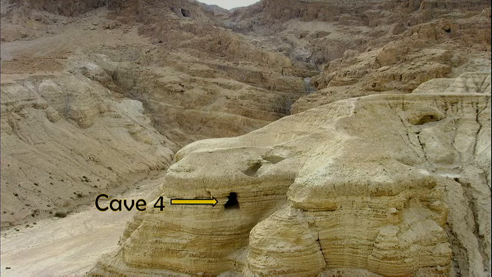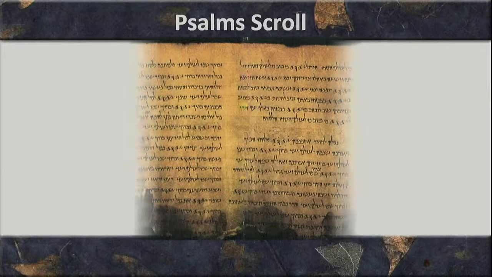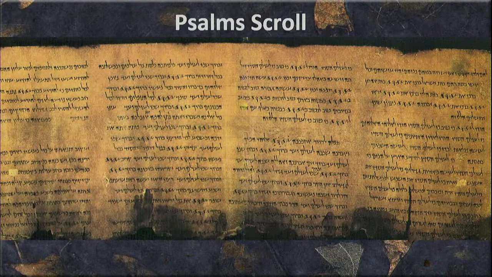Well, among the 221 biblical manuscripts that were discovered was the famous Psalms scroll shown here and the Isaiah scroll, both completely intact, along with the book of Job. Portions of every book of the Old Testament were discovered with the exception of Esther.